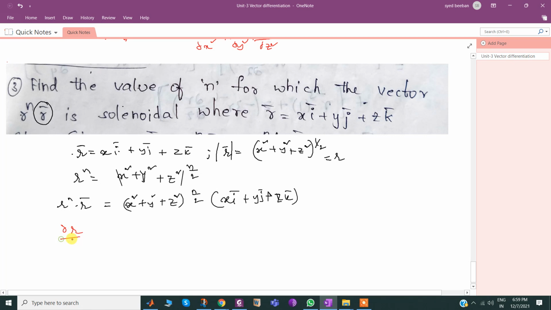∂r/∂x equals x/r, because I'm going to use this rigorously here. ∂r/∂y equals y/r. ∂r/∂z equals z/r.